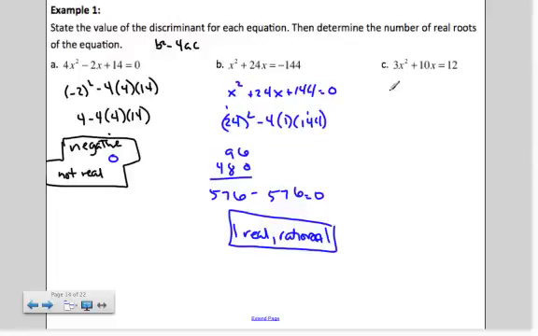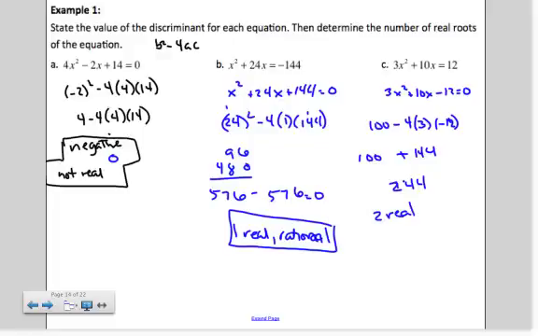Here, I'm going to go ahead and subtract 12. So 3x squared plus 10x minus 12 equals 0. And b squared is 100 minus 4 times 3 times negative 12. And that is 4 times 3 is 12, so 12 times 12 is 144. So that's plus 144. 100 plus 144 is 244, which is not a perfect square. So this is two real irrational solutions, since 244 is not a perfect square. So it's not factorable.